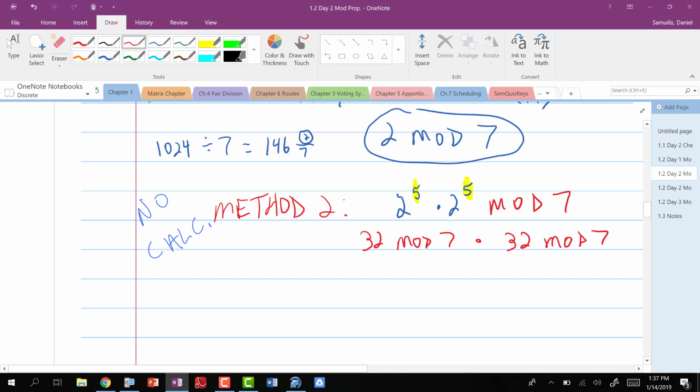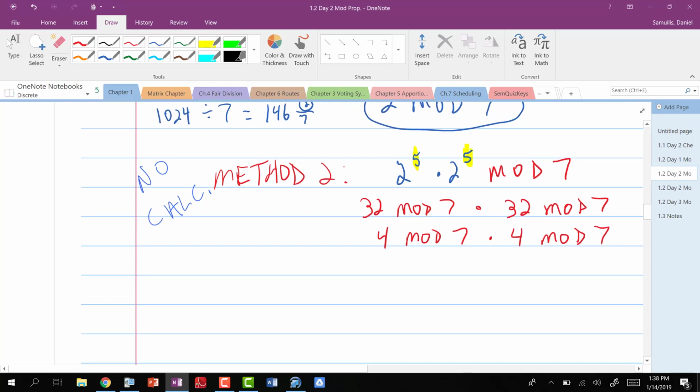By the way, what is 32 mod 7? Come on, somebody get it. 32 mod 7. 4. 7 goes into 28. So you're 4 away. Now you're going to get a little panicky here. What are you supposed to do with both of these 4s? You're supposed to multiply them.